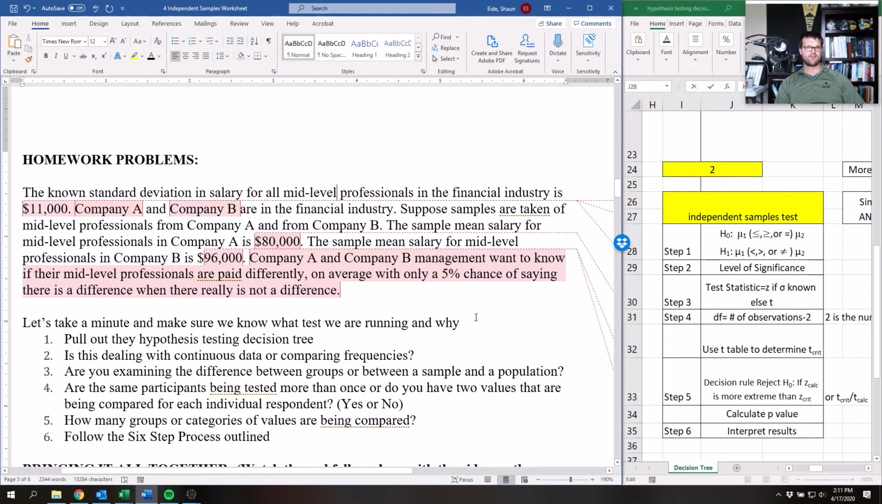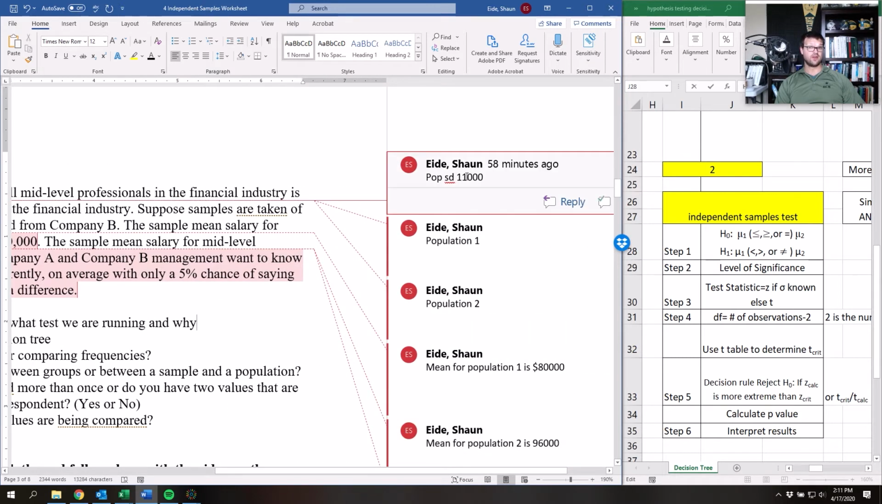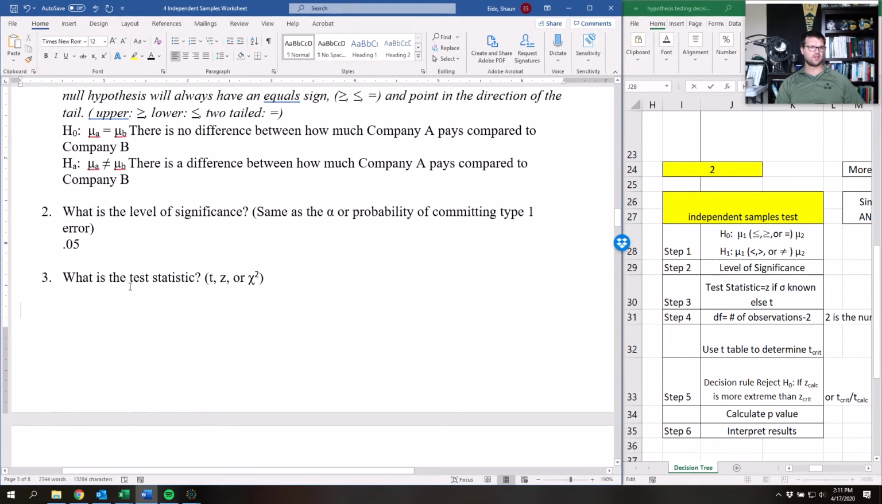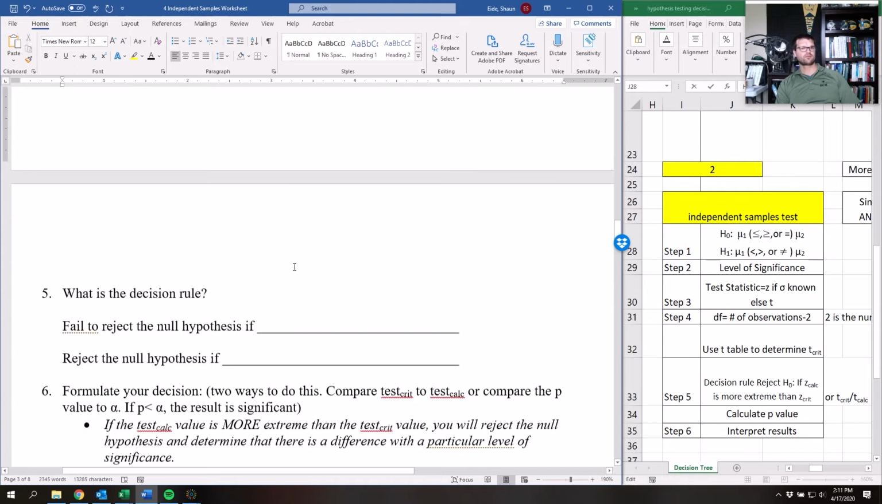So the known standard deviation, in other words, the population standard deviation, is 11,000. Because we have the population standard deviation, the test statistic is going to be z. Next, what is the decision rule?